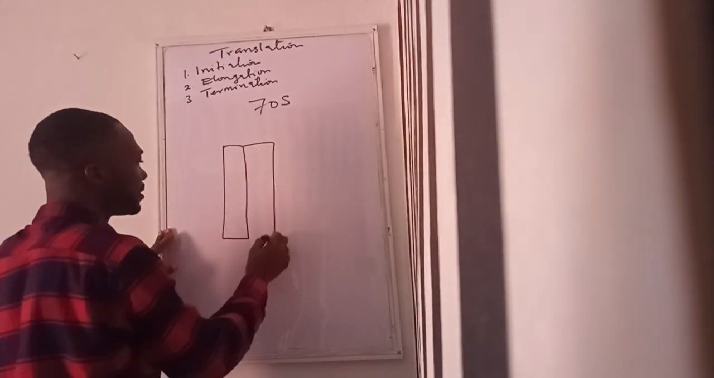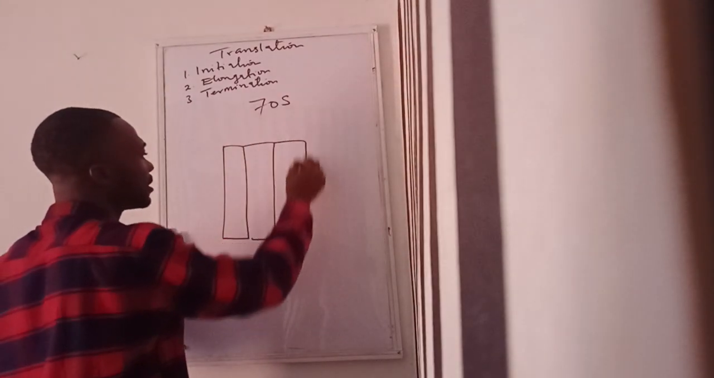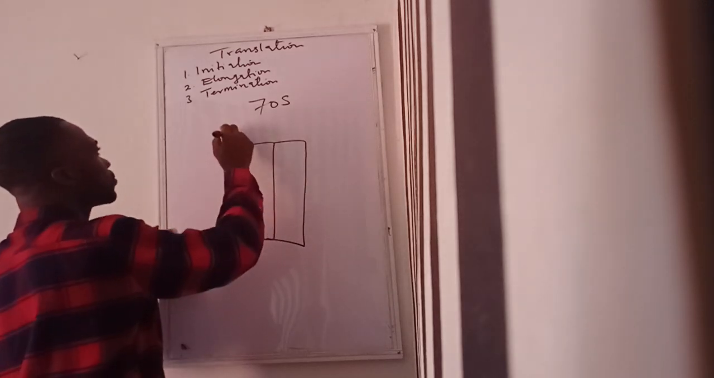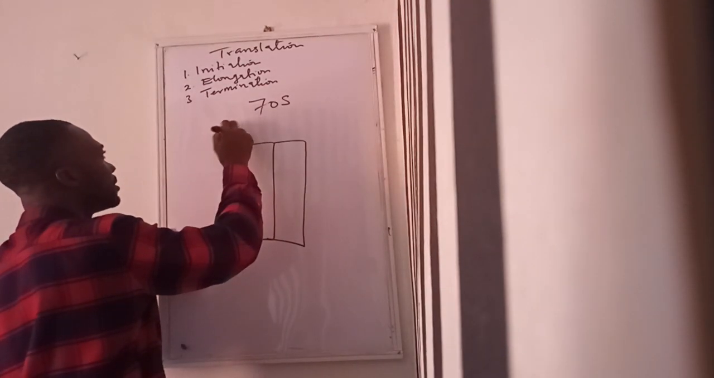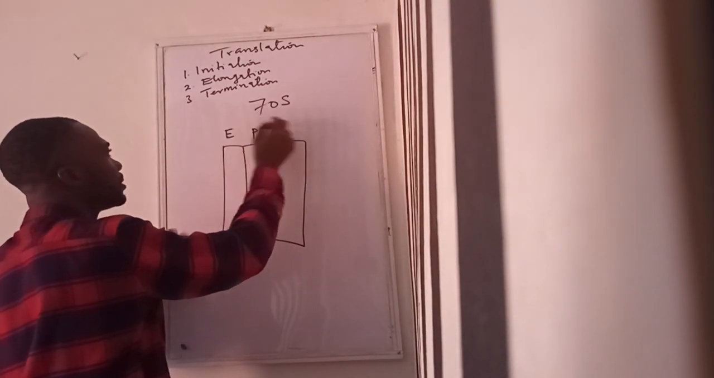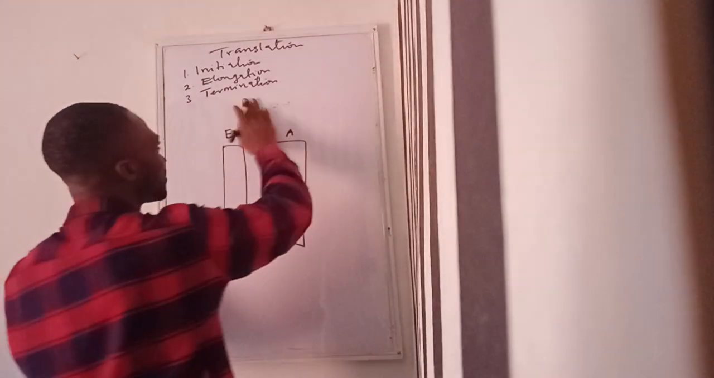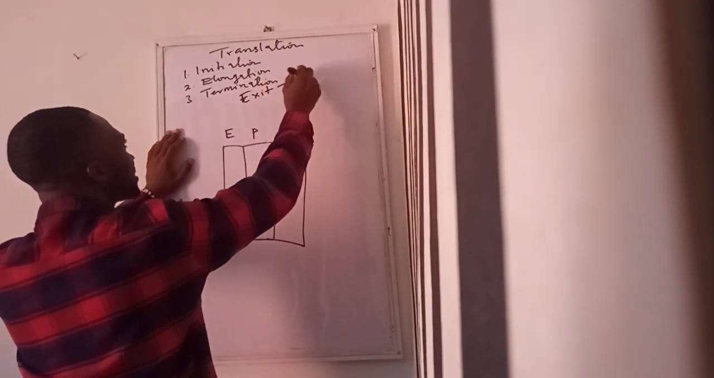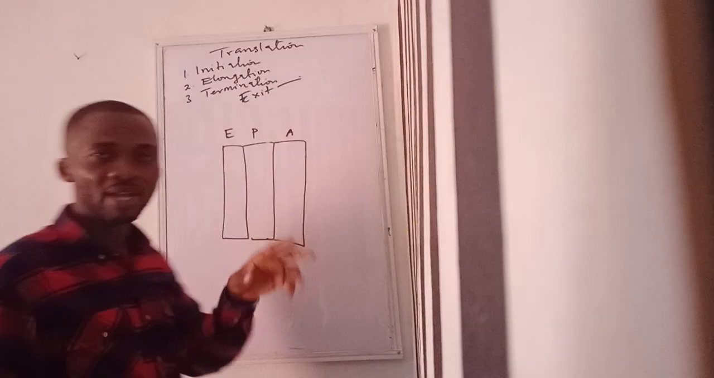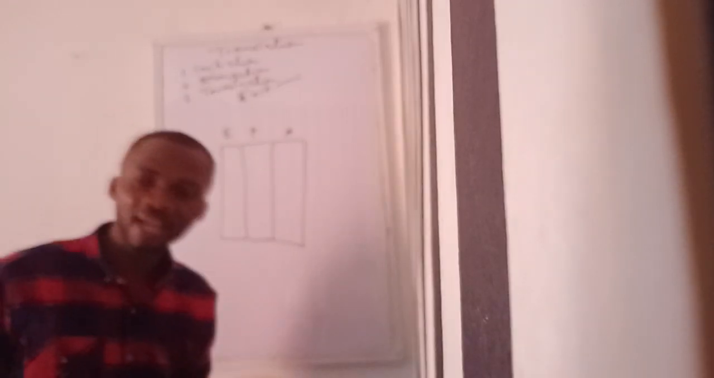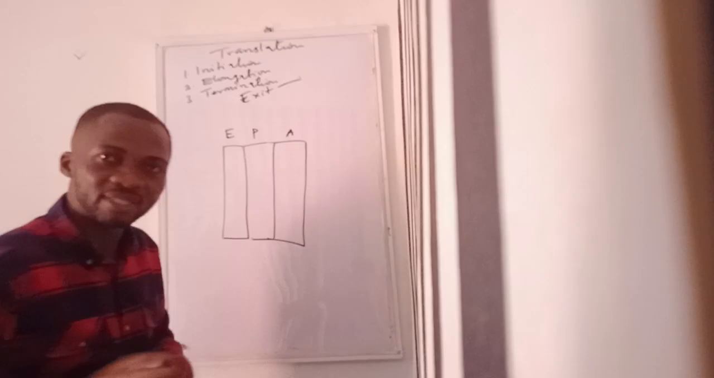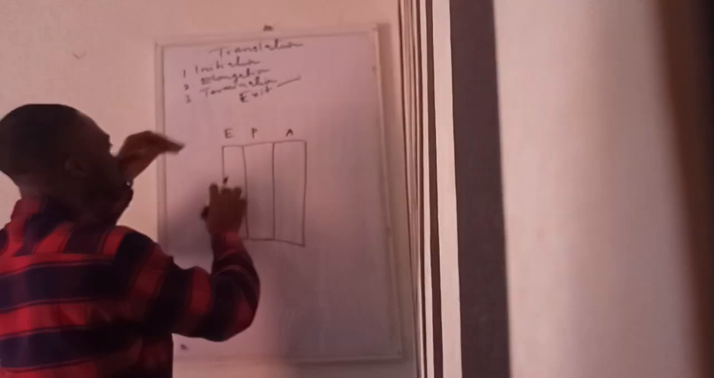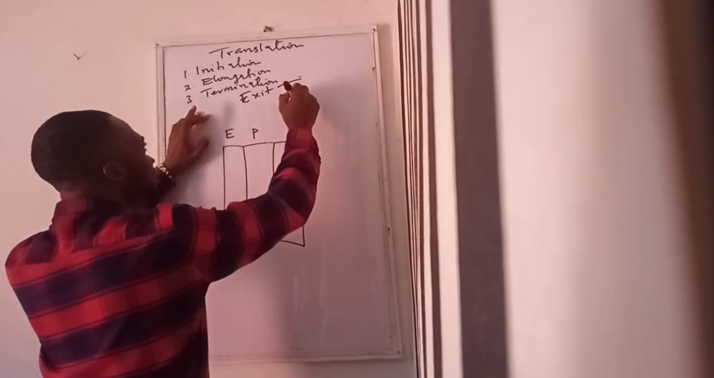It is important you know that the 70S subunit has three different cavities. The first cavity, the second cavity, and the third cavity. This one is called the E cavity. This one is called the P cavity. This one is called the A cavity. E means exit cavity. This is where transfer RNA that has deposited amino acid will exit from. That is through this side.